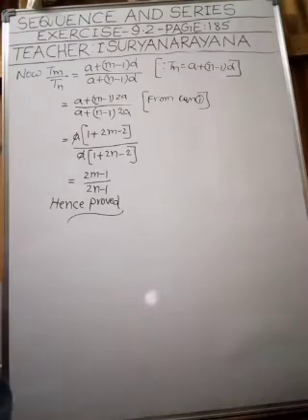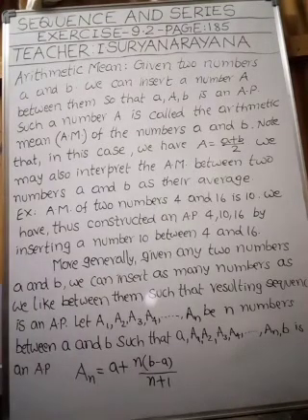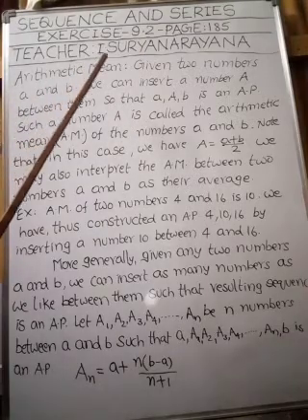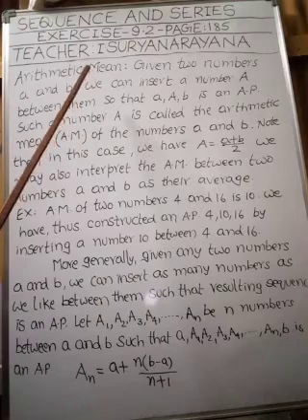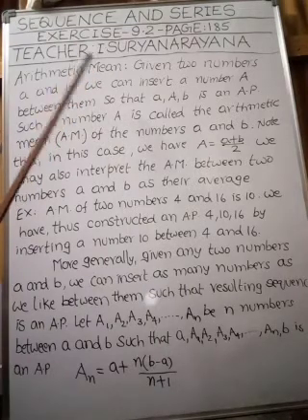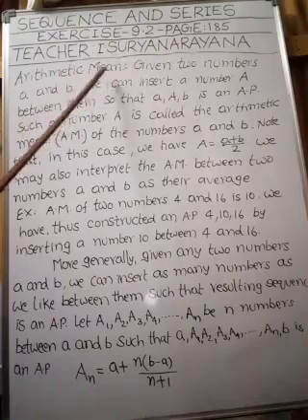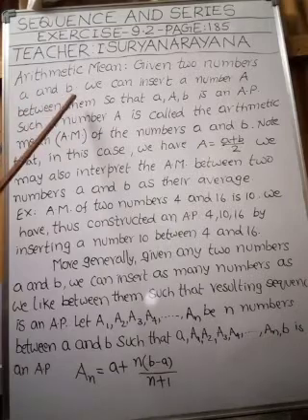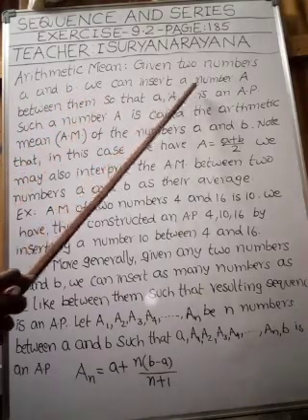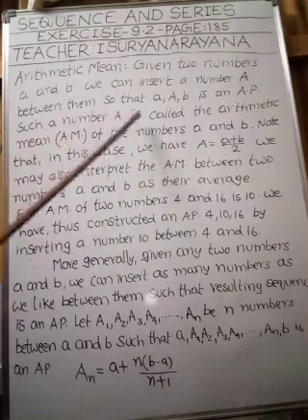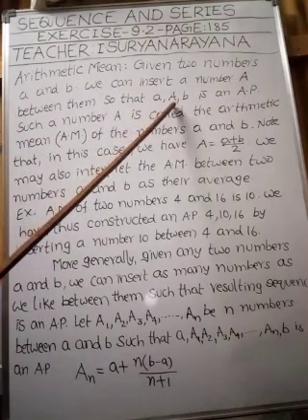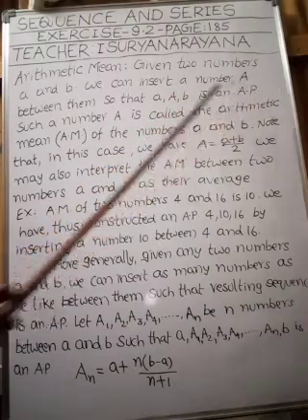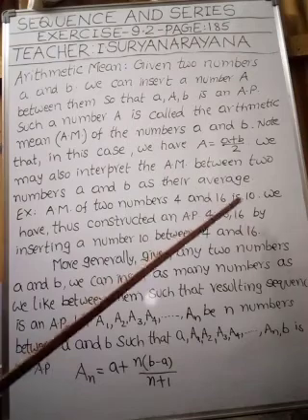Understood, my children? I'm sorry, my children. At the time of concepts, I have not discussed this point with you: arithmetic mean. Before this exercise, I have not explained this point. What is meant by arithmetic mean? Given two numbers a and b, we can insert a number capital A between them, so that a, A, b is an arithmetic progression. These three numbers form an arithmetic progression.